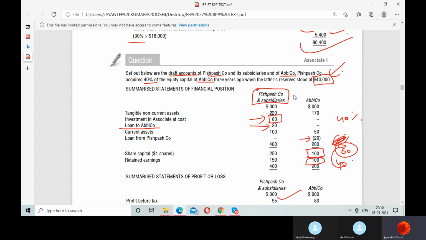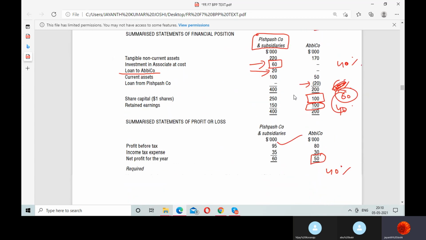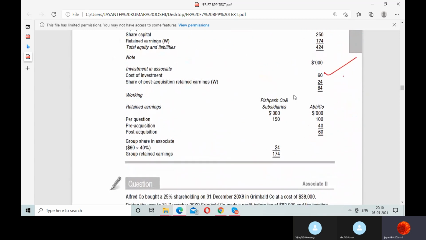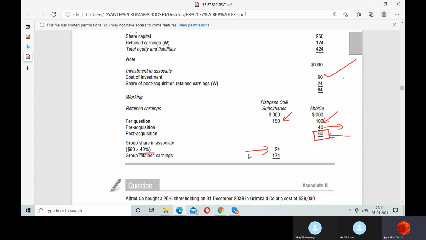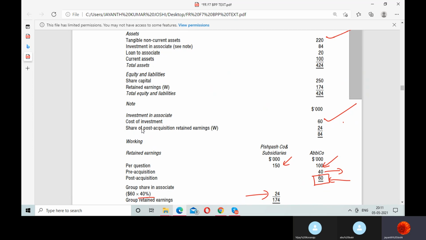In post-acquisition, the parent would get its share of profit. Now the associate's retained earnings is this. This is the parent's, this is the associate's retained earnings. Out of that, this is the pre-acquisition. So what is the post-acquisition? 60. And out of that, how much should they get? 40%, that is taking it to 24. So post-acquisition retained earnings 24, correct?